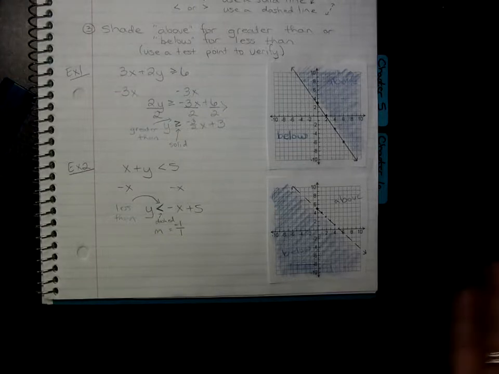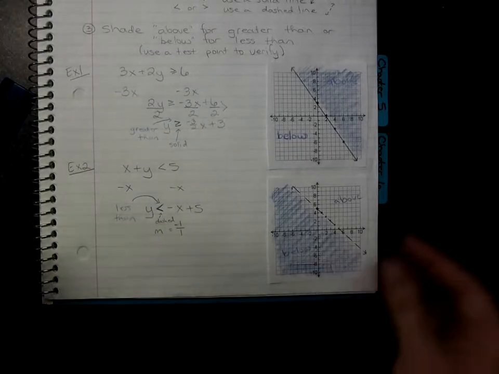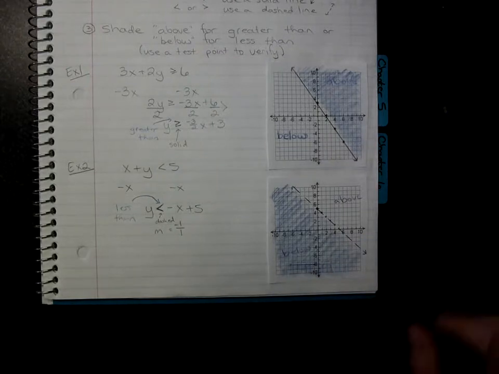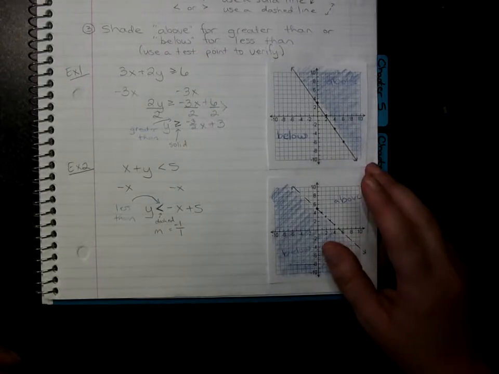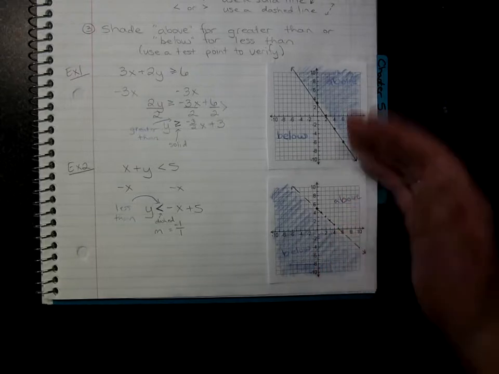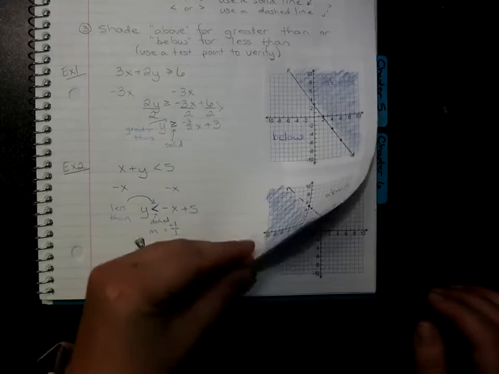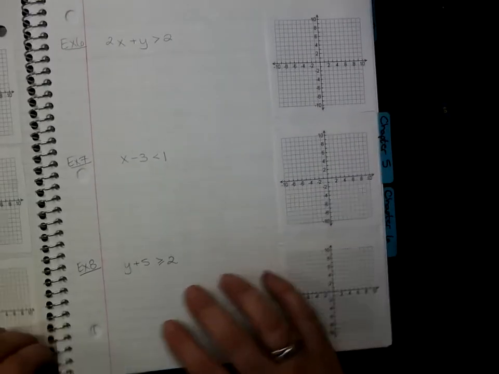That is it. I'm going to keep going with examples. There are a couple of weird ones along the way, but those are the basic 3 steps. Solve for y, graph the line, solid or dashed, shade above or below based on the inequality. So let's keep going with some more examples.